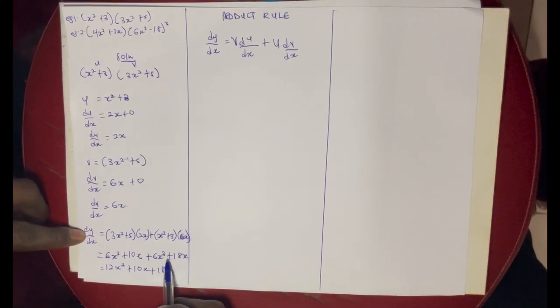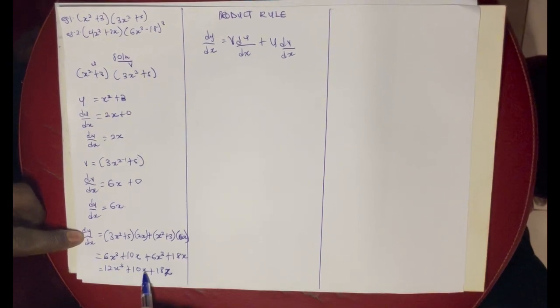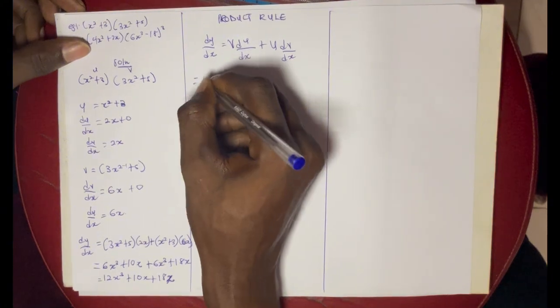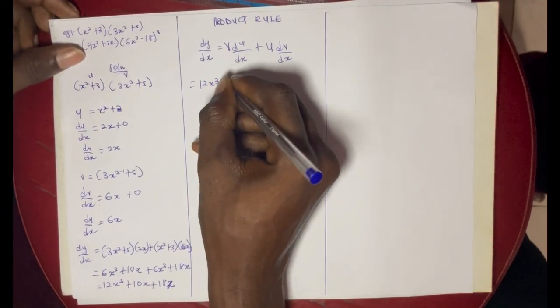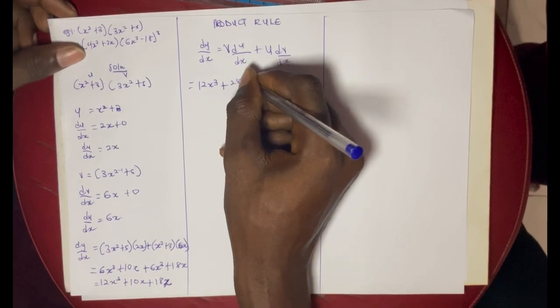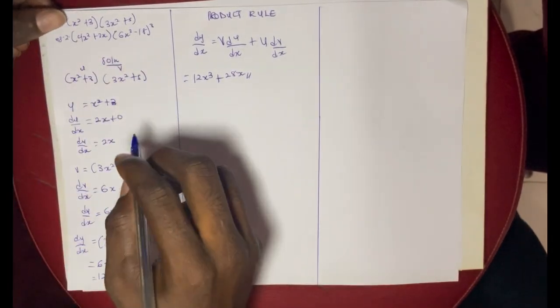So 6x cubed plus what? 18x. So you're going to get 12x cubed plus 10x plus 18x. So that is going to give you 12x cubed plus 10x plus 18x, which gives you 28x. So this is going to be your final answer.